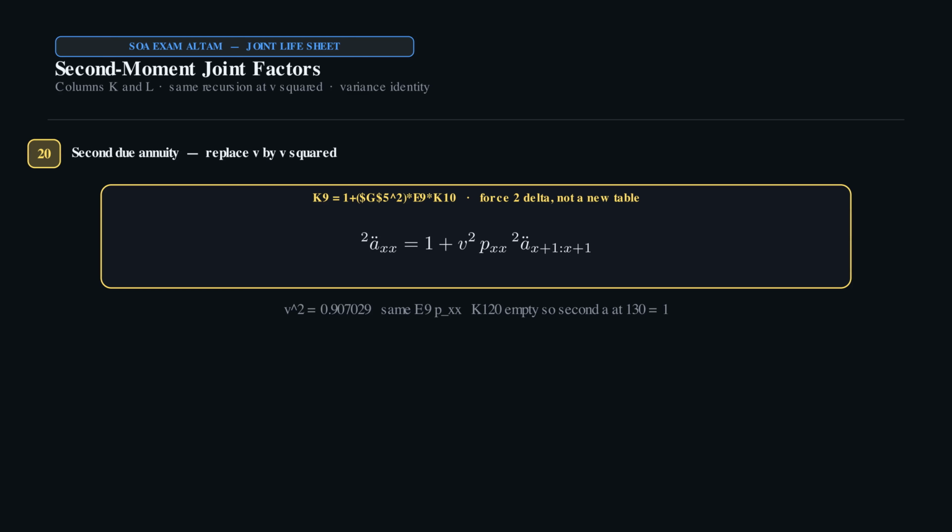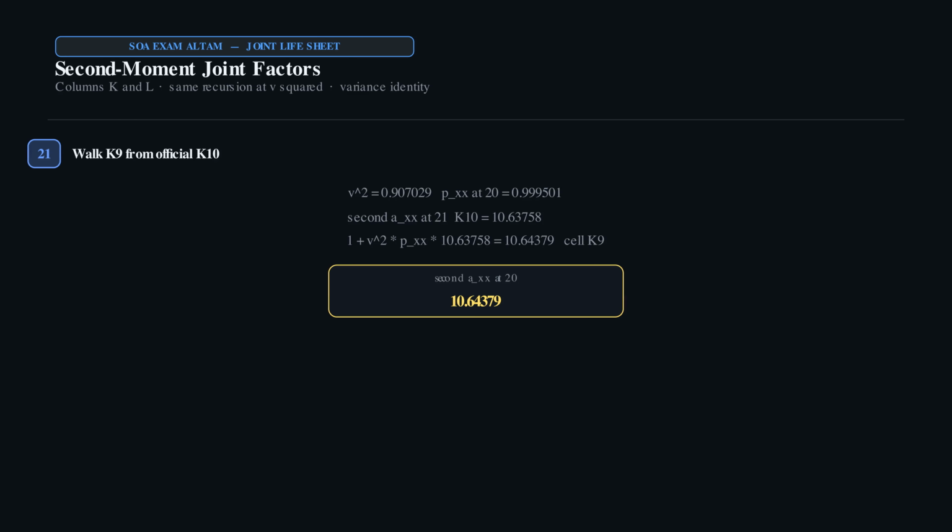Column K is the second moment due annuity. Same backward recursion, but V is squared. That is interest at force 2 delta. Terminal condition is again 1 at age 130. You do not rebuild mortality. K10 is 10.63758 times V squared times PXX plus 1 gives K9 equal to 10.64379. That is much smaller than the first moment annuity 19.58, as it must be, heavier discounting.